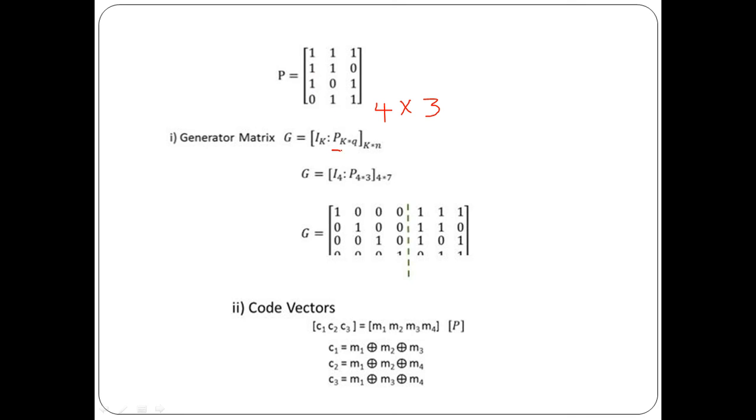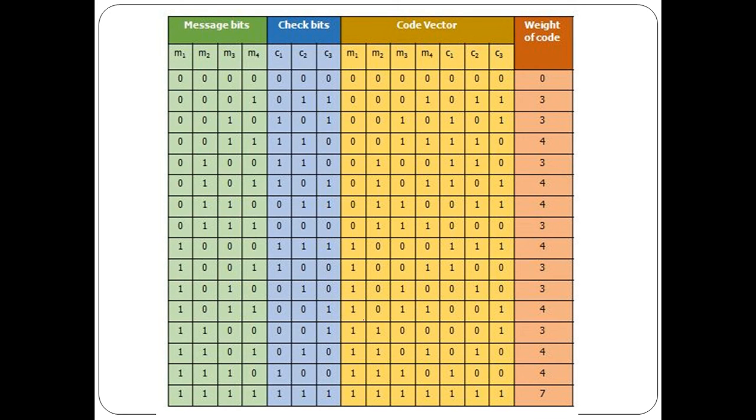If I know the P matrix, what is the form of the generator matrix? It is [I_k P]. I_k is nothing but 4, so I 4 cross 4 is the identity matrix, and I will place the parity matrix beside it. So I will get the generator matrix, and then I get C equal to MG. Here the message bits are 4, so the input combinations go from 4 zeros to 4 ones.